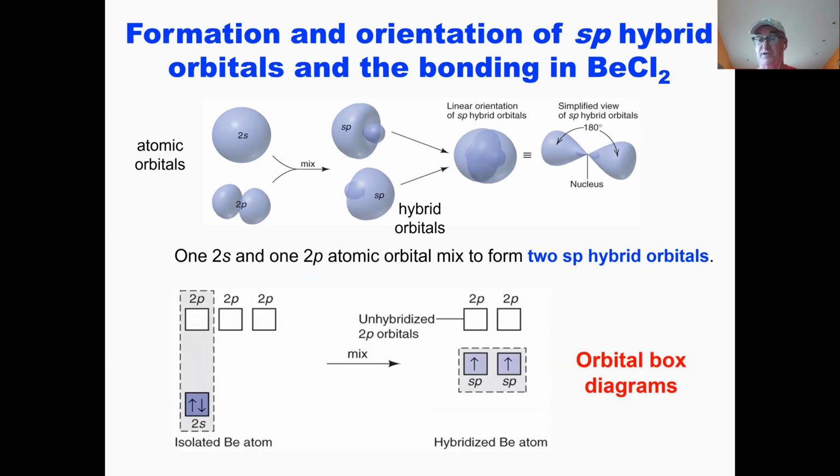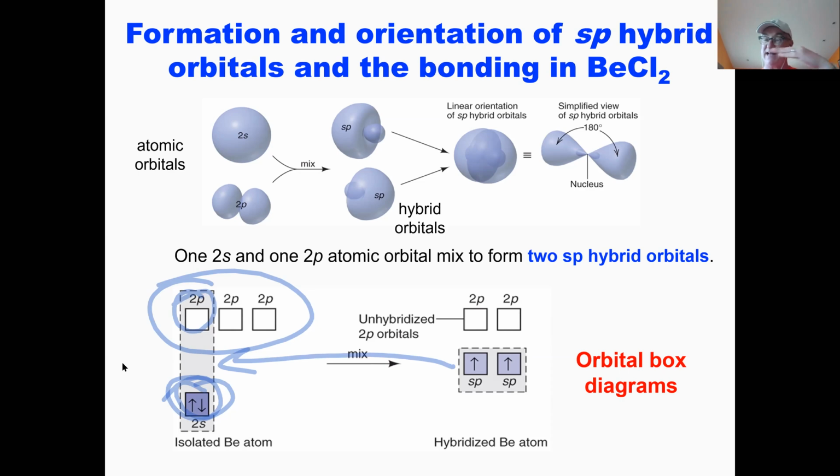So this again just shows you what I just wrote here. So you have your 2s with your two electrons in it and empty 2p orbitals. And so you make two new orbitals, one from this p orbital and one from this s orbital, and you mix them together to form two new orbitals with properties of both. And as you can see, the energy is in between. It's higher than S, but lower than P.